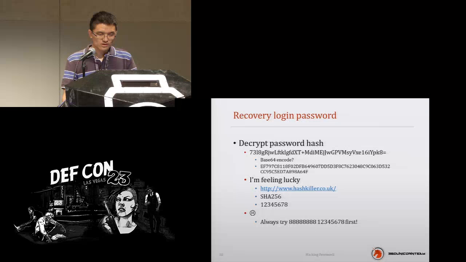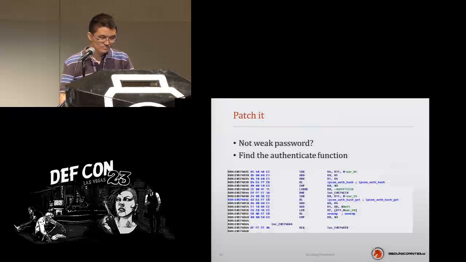And we know that MD5 is 16 bytes and SHA-1 is 20 bytes. And SHA-256 is 32 bytes. So we guess it's maybe hashed by SHA-256. And decoded with an online decoder website, we got the password. It's just 1 to 8. So always try 1 to 8 first.